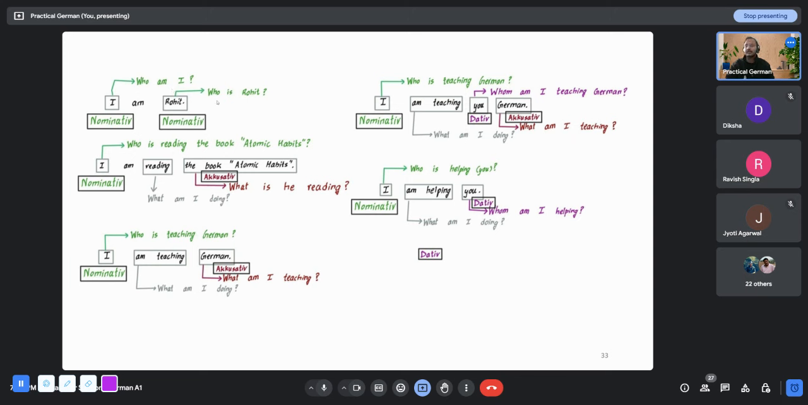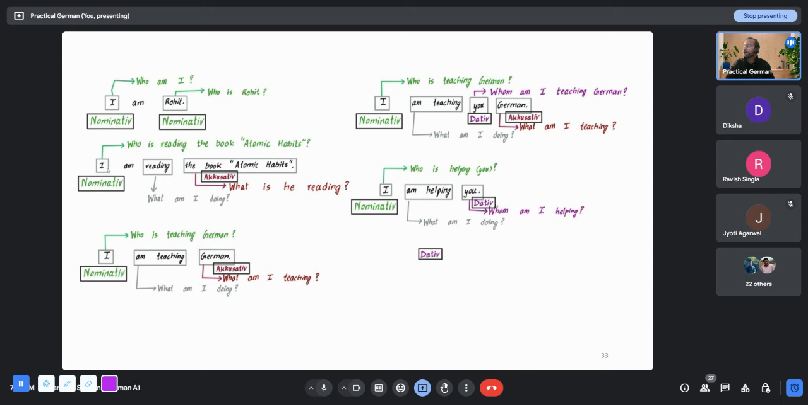Whenever there is missing information, if you want to find out whether the noun or the pronoun is nominative, ask whether you can find that information with the help of a who kind of question. It will be nominative. This is what nominative means. Basically, it is the subject of the sentence, or it is not the object of the sentence. If it is not the object of the sentence, you can say it is nominative. Next sentence, I am reading the book Atomic Habits.